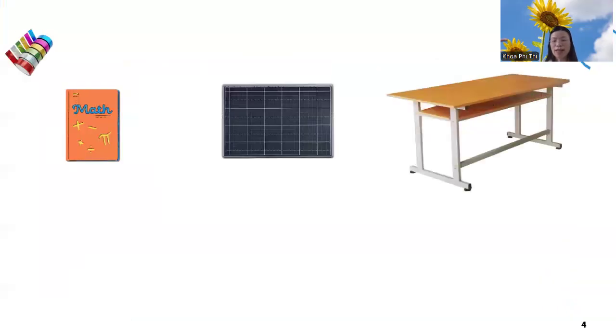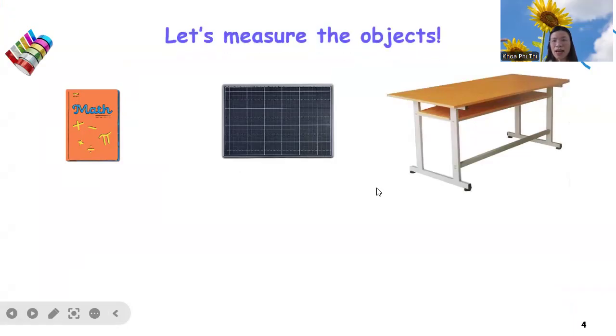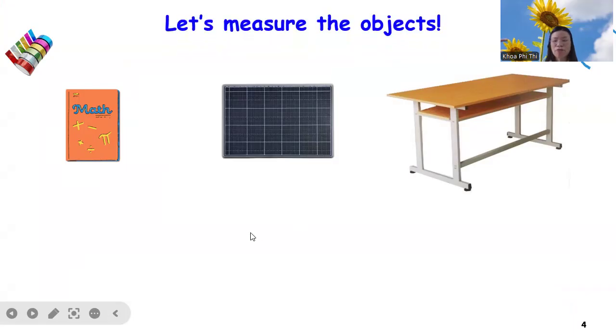We want to find the length and the width of the book, the handboard, and the table. Let's measure the objects. Use the rulers and work together for measurement. Group 1, measure the book. Group 2, measure the handboard. And group 3, measure the table. You should use rulers to measure the length and the width. Let's be quick. Well then, all three groups have finished the measurement.